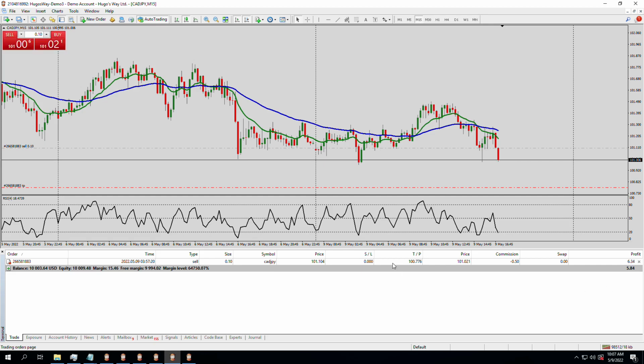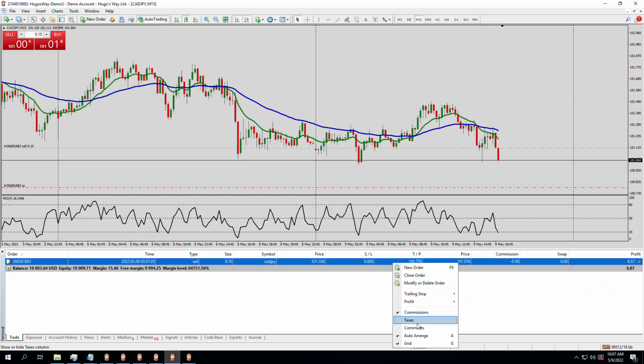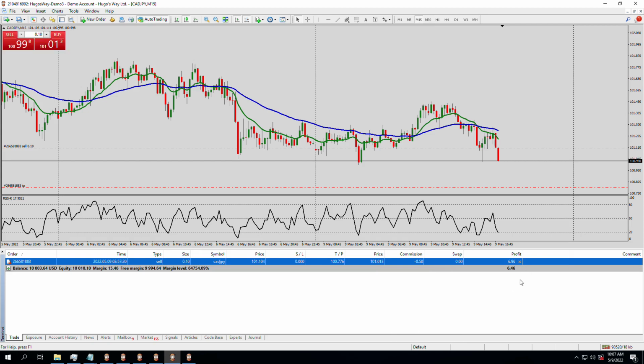And in fact, let me go ahead and allow the comments here so it moves my profit over a little bit. And I think what we're going to do, it's about $6.46, about $6.50 profit. So let me go ahead and wait until it surges up just a little bit.